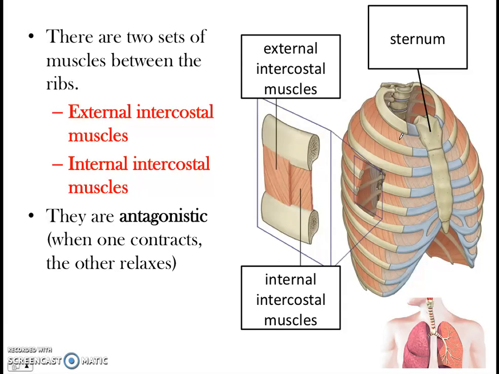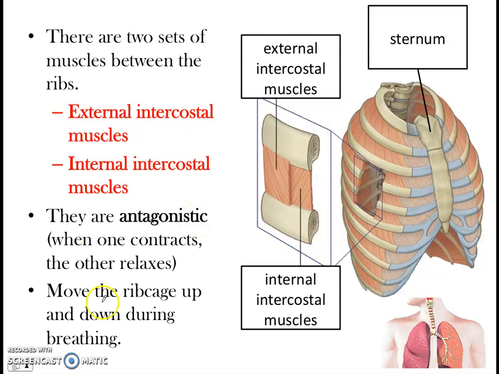And these sets of muscles, importantly, are antagonistic. Right? We've seen this word before when we looked at peristalsis. Okay, these muscles, external intercostal and internal intercostal, are antagonistic. When one contracts, the other will relax, and vice versa. Alright? So these two muscles are very important because they help to move the rib cage up and down during breathing, as we shall see in just a bit.